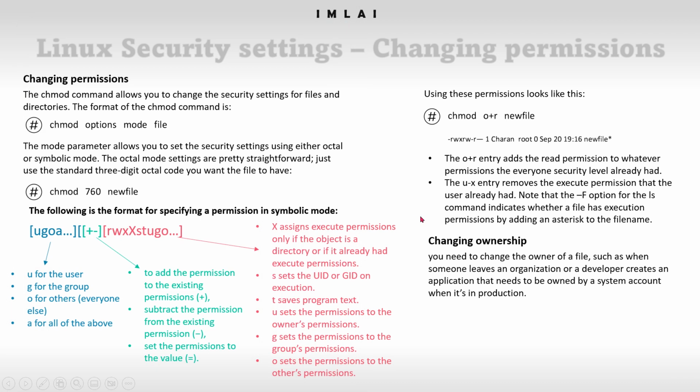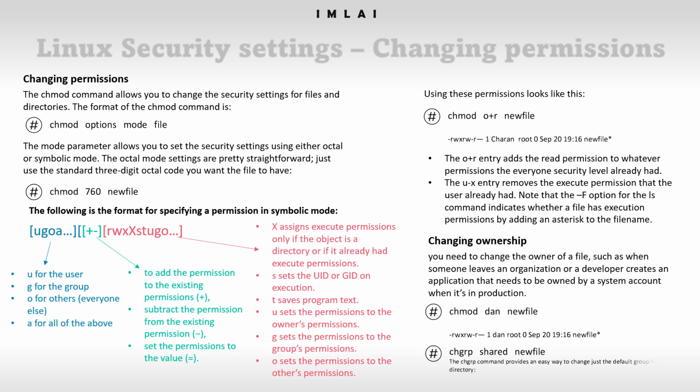Okay, that's what I'm trying to prove here. So we did it. So next, changing the ownership. This is also very important. Sometimes you need to change the owner of a file itself. In that case, what will you do? In such a case, when someone leaves an organization or a developer creates an application that needs to be owned by a system account when it is in production. So Linux provides two commands for doing that. One is the chown, the most famous one. The chown command makes it easy to change the owner of a file, and the chgrp command allows you to change the default group of a file.